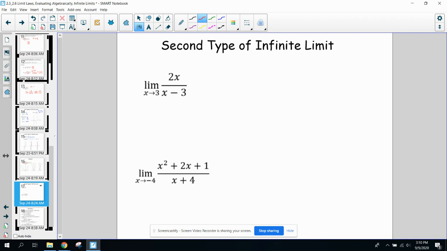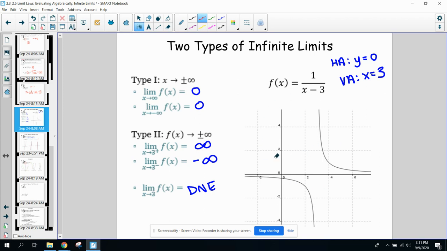The second type of infinite limit is when x is approaching the vertical asymptote. Now these are a little bit more annoying, I would say. If you have a graph, like we did in the previous slide, it's easy enough to look at, right? As approaching 3 from the right, 3 from the left. Okay, we can see that.